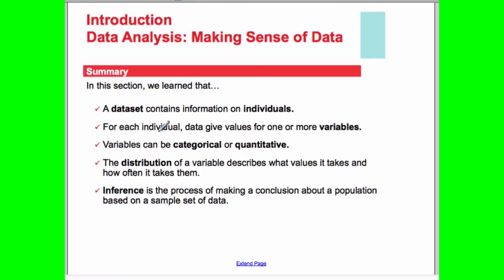That concludes this section. Just to summarize things that we've learned, a data set contains information on individuals. For each individual, data give values for one or more variables, categorical or quantitative. Sometimes categorical is called qualitative. Then we look at the distribution. How is it mapped out? How is it graphed? What does it look like? Where is there a majority? And then from there, we can look at the actual numerical numbers and take a guess as to what the whole population might be like, and make an inference as to what the mean or the median might be, just looking at our sample, and we predict to what the whole population is.